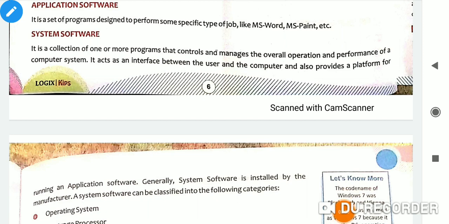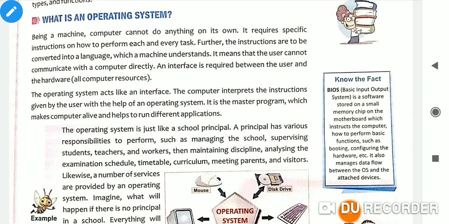There are different system software like operating system, language processor, device drivers, and many utility software. Now the main system software is called the operating system. So what is an operating system?